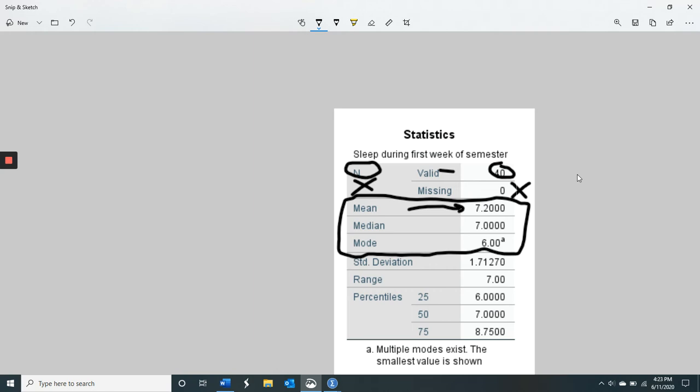In psychology and social sciences in general, we round to the second decimal place. So 7.20. Go to the second decimal place. The median is 7.00. And the mode, this little note says there are multiple modes, but the mode is 6. And that's okay for now because we're not using the mode for this, because it's a relatively normal distribution. So that's the central tendency.